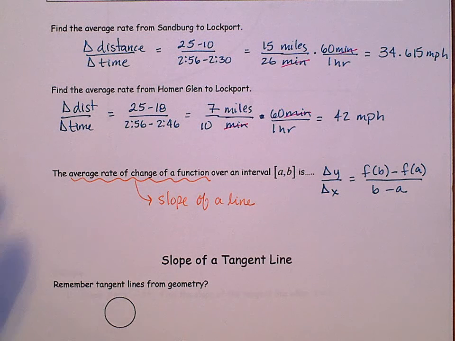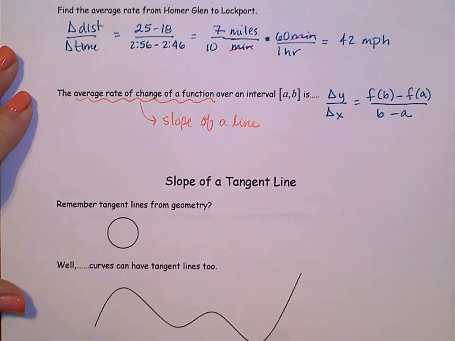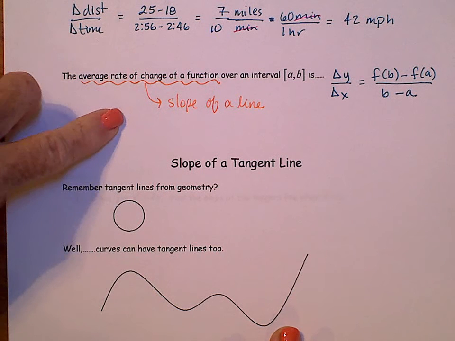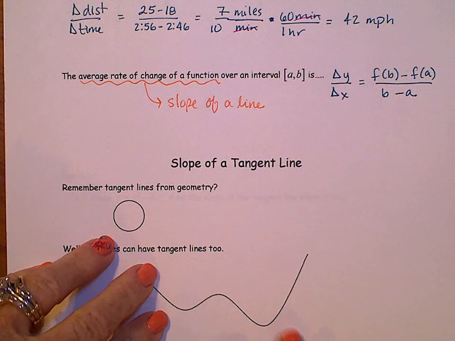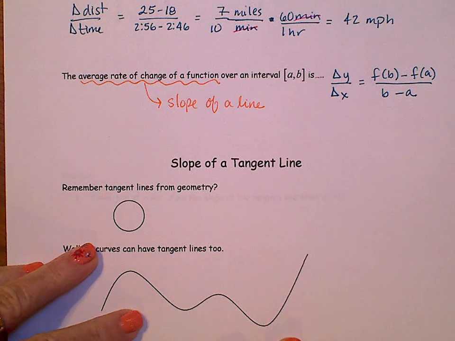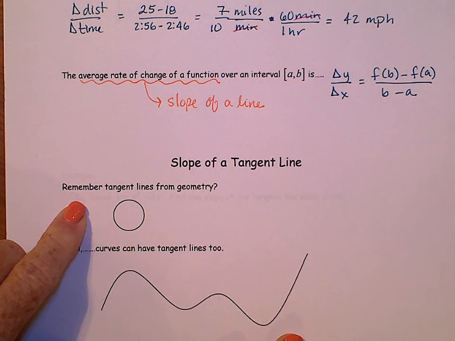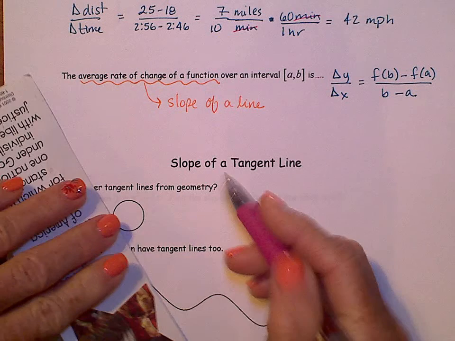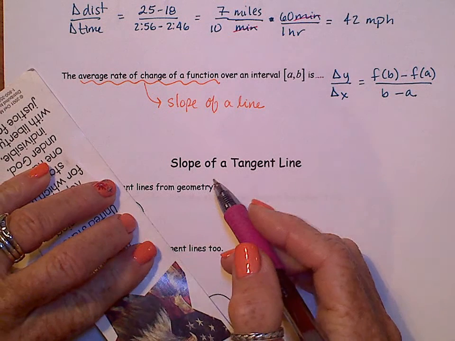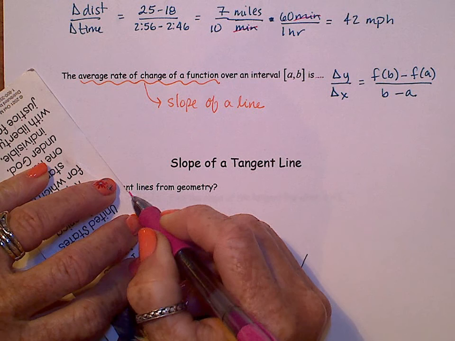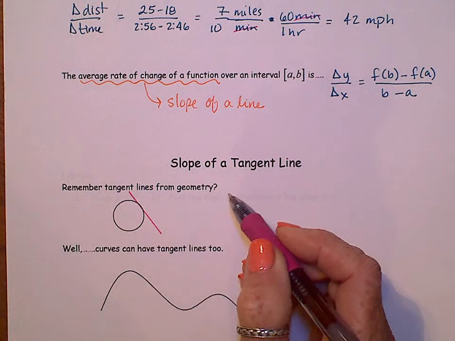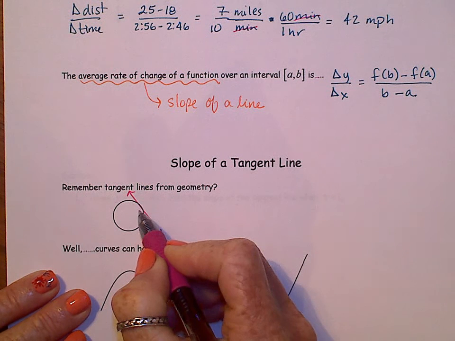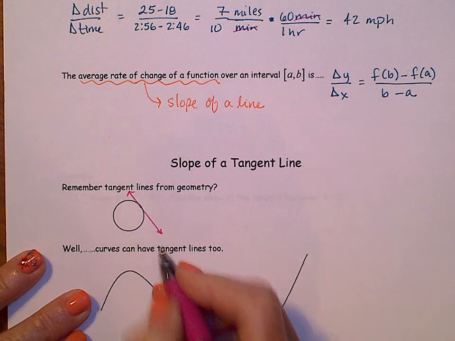Okay, taking just a little bit of a detour here, and then we'll come back and talk about this average rate of change of a function again. But first we need to talk about slope of a tangent line. And I need to know if you remember tangent lines from geometry. A tangent line from geometry, recall, was a line that just skated right on the edge of a circle, and it intersected that circle just at one point right there. And this was a tangent line.